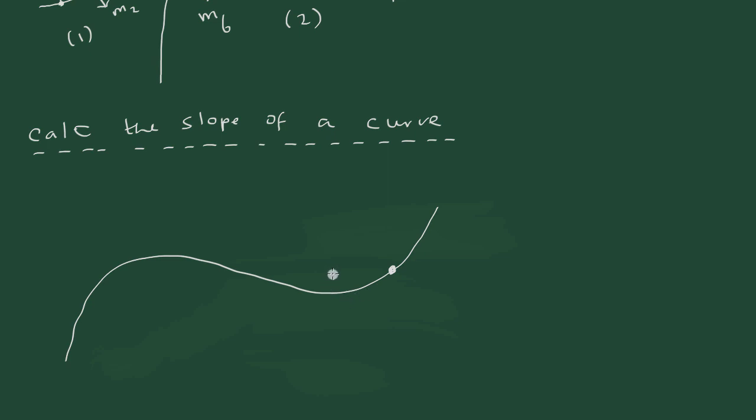Let me draw some straight lines and show which one could be possible. We can draw a straight line like this. This is a straight line that is touching the point. What point? This is the point that we are interested in, the point at which we want to find the slope. You put any point you like.